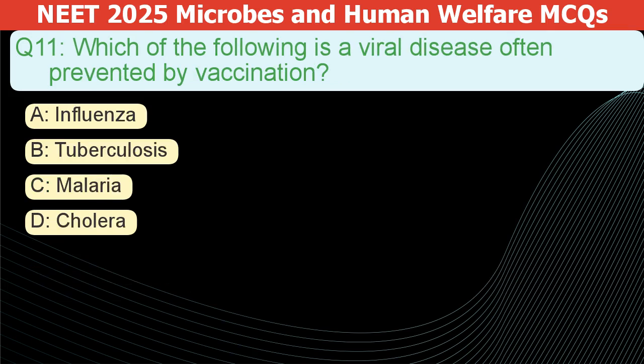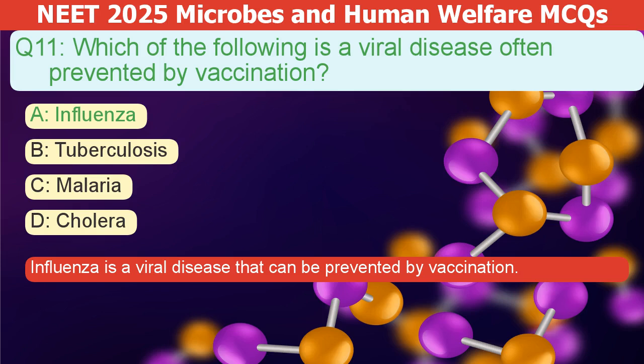Which of the following is a viral disease often prevented by vaccination? A. Influenza. B. Tuberculosis. C. Malaria. D. Cholera. The correct answer is A. Influenza is a viral disease that can be prevented by vaccination.